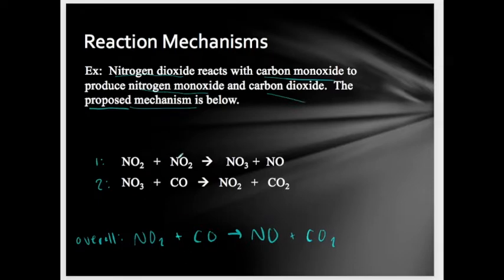So looking through here, it looks like I have NO, NO, NO3, and NO. But then in step 2, I get NO3 as a reactant. In step 1, I had it as a product. So those are going to cancel out. And do you see any other reactants and products from step 1 to step 2 that would cancel out? Yeah, I see an NO2, right? So it looks like NO2 cancels out with NO2. And then I have NO2 plus CO on the reactant side, which is just what I want, yield NO and CO2 on the product side, which is just what I want.